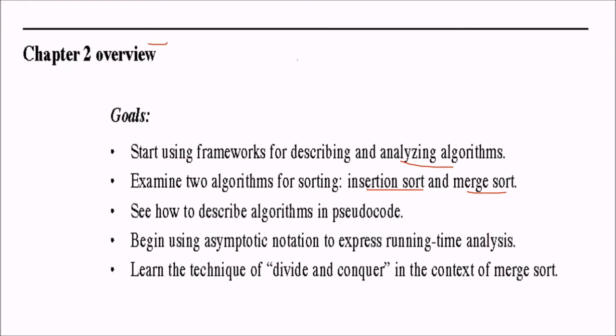And then we'll see how we can describe these algorithms in the form of pseudocode, not exactly in the form of a programming language, but how we are going to describe them in pseudocode. We'll talk about using asymptotic notation to express the running time analysis, because we are concerned about running time analysis of an algorithm that will tell us how fast or how efficient the algorithm is. And we'll also learn the technique of divide and conquer in the context of merge sort, because this applies it.